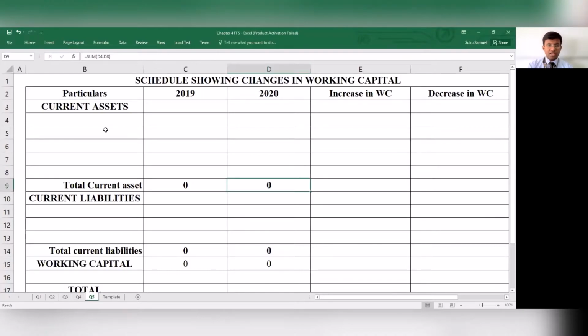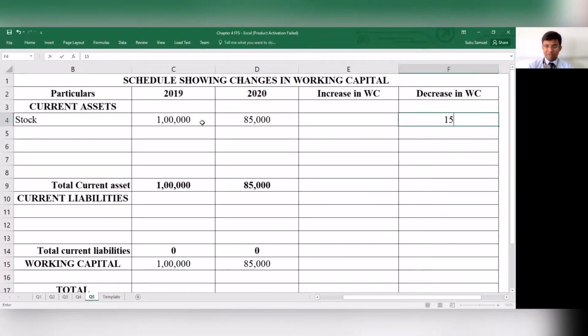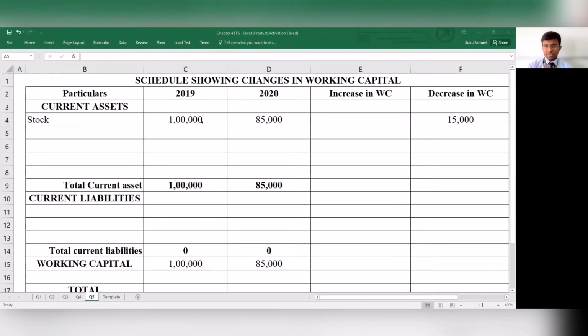the preparation. Let's quickly type in the current assets that we have. The current assets are stock, and the stock amounts are 1 lakh and then 85,000. So stock has changed from 1 lakh to 85,000. What impact does it have on the working capital? Working capital will decrease. It decreased by 15,000.